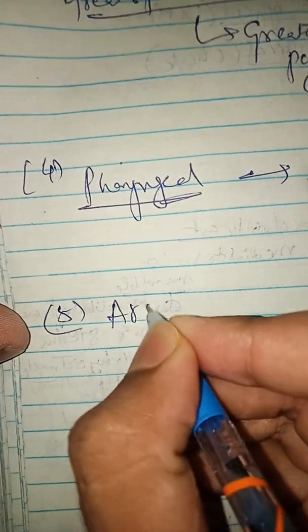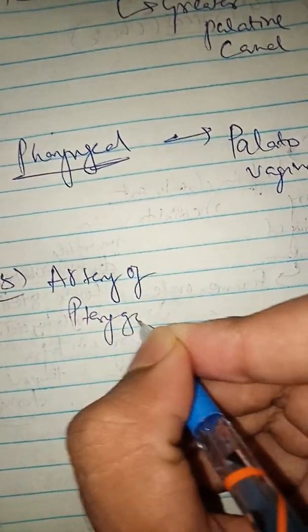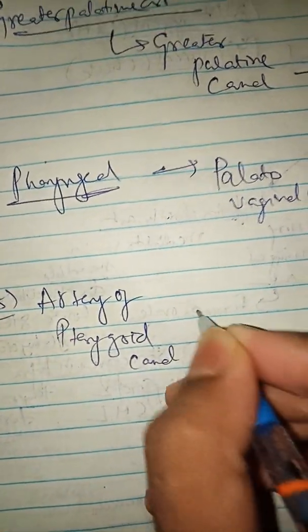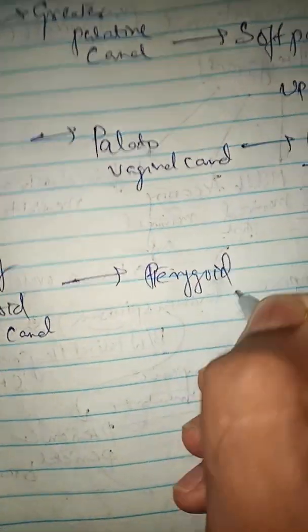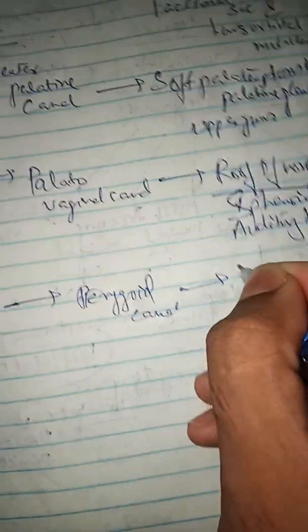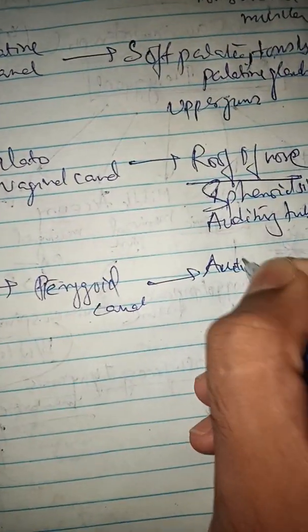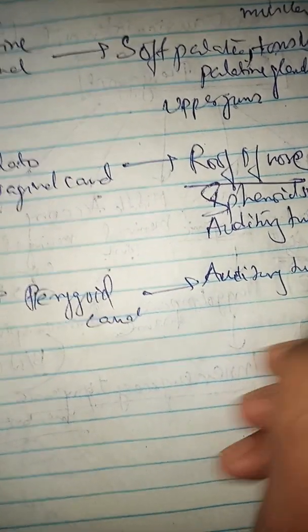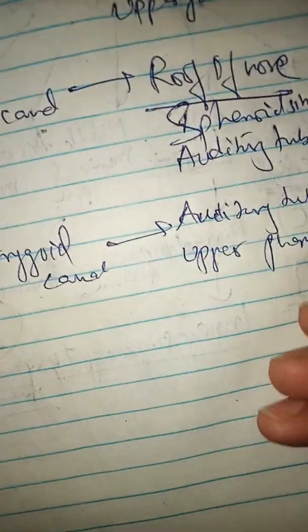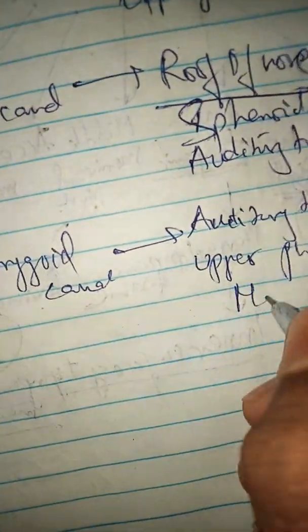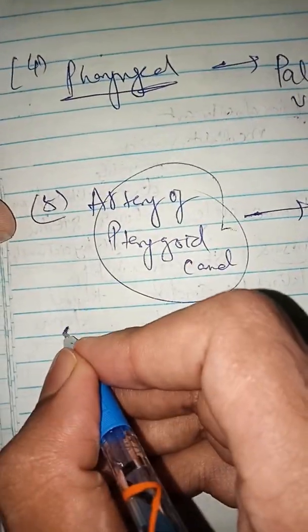Fifth is the artery of the pterygoid canal, which enters the pterygoid canal and gives supply to the auditory tube. This is also the auditory tube, the upper pharynx and the middle ear. So the middle ear is also supplied by the artery of the pterygoid canal.